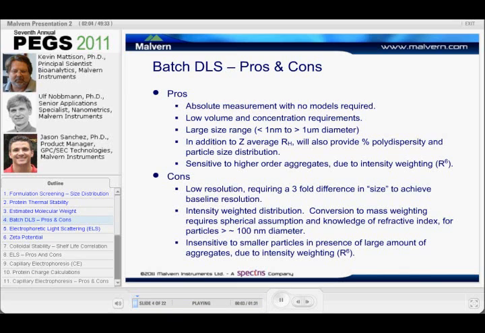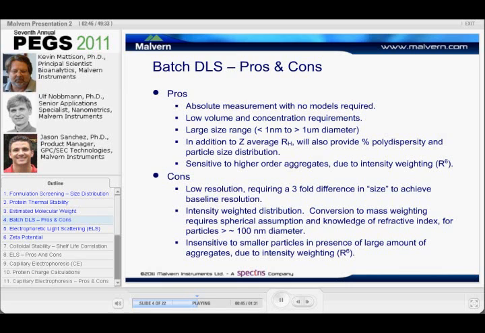So batch dynamic light scattering, some pros. It's an absolute measurement from first principles to get the hydrodynamic size of your protein. Low volume and concentration requirements, so you're not restricted to a small range here. It has a large size range that you can make these measurements under, as Kevin was alluding to in that figure from his thesis from long ago. You also get polydispersity, of course, PDI, and particle size distribution. And it's sensitive to higher order aggregates due to the weighting, R to the 6. So you'll be able to see some of these aggregates in your batch measurement, and you should be able to resolve some of those out.